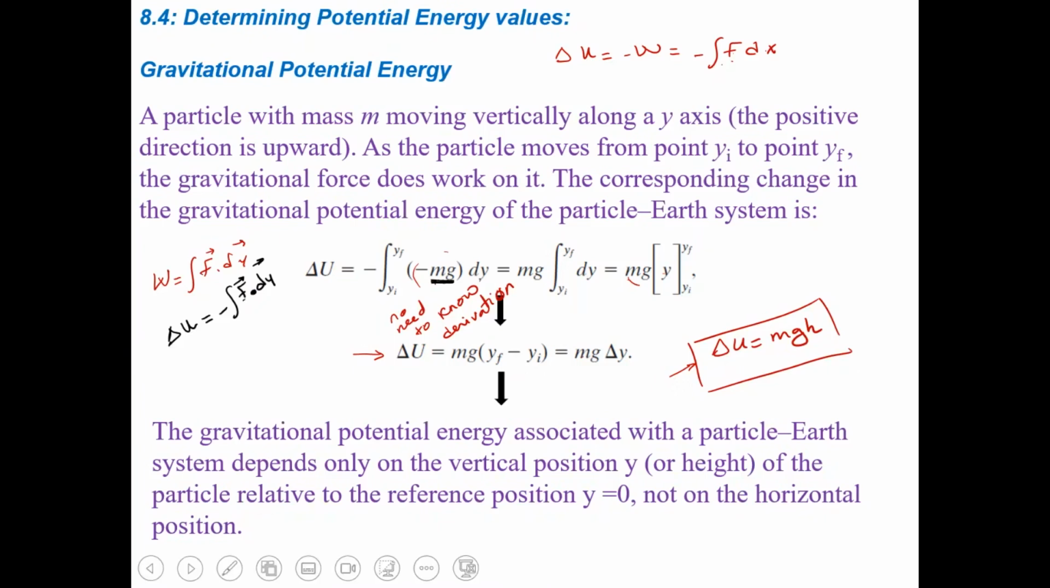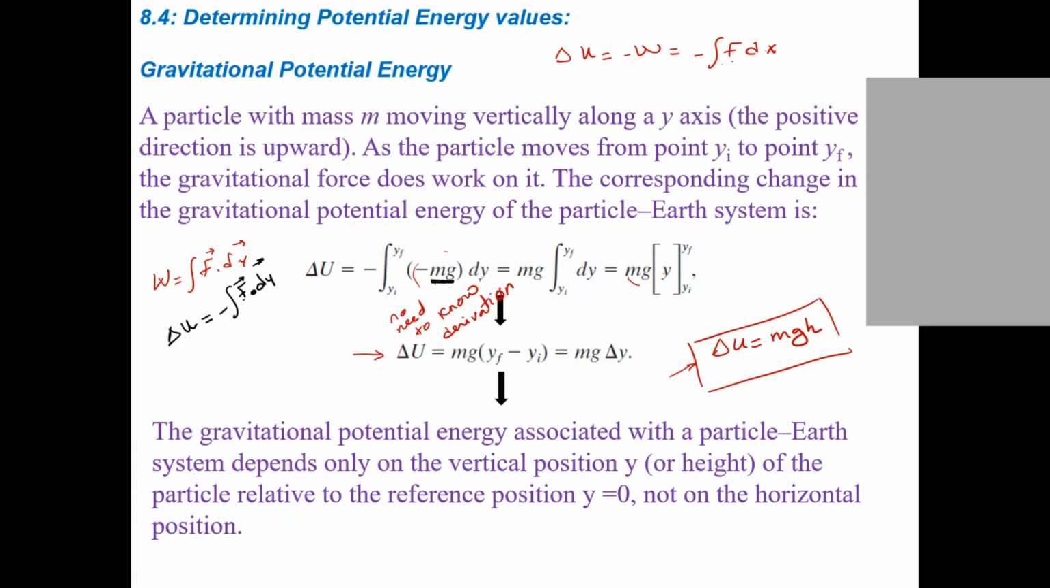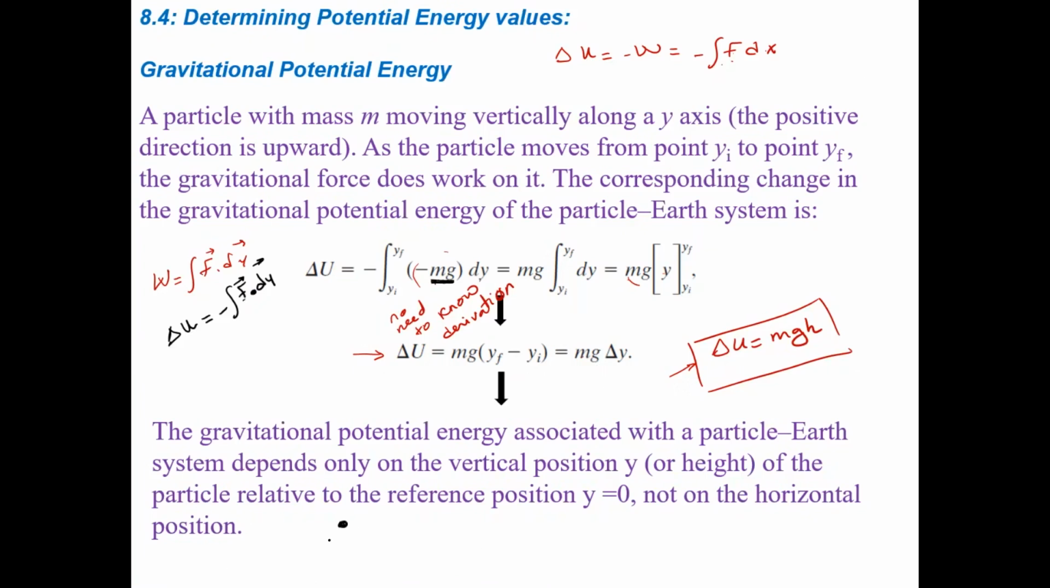And one other thing I want you to notice here, a very important conclusion: the gravitational potential energy associated with a particle-Earth system depends only on the vertical position of the particle, not the horizontal position. Look at our formula. The change in gravitational potential energy depends on the vertical position. What does this mean? If I don't have a change in vertical position, there is no change in the gravitational potential energy. So I'll give you some scenarios. If we go from point A to point B here, delta U from A to B is simply 0 because there is no change in height.